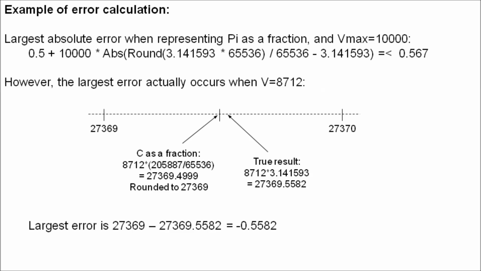The value of the variable at which the maximum error occurs is not easy to calculate mathematically, but can be obtained by running a small test program that loops through the full range of the variable. This example shows the constant pi. The largest integer rounding error occurs when the variable has a value of 8712, because this is when the fraction result and the true result straddle either side of the midway point between two integers.